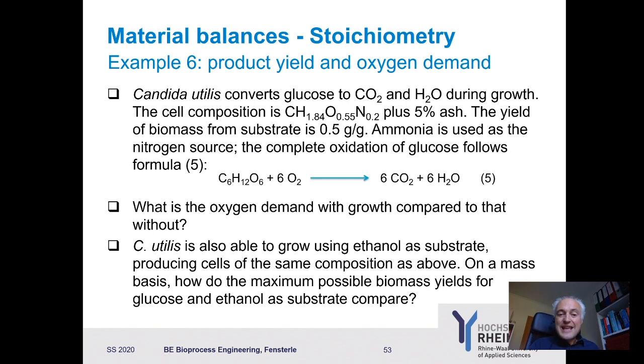So this is the Y_XS, the yield. We will talk about yield coefficients, by the way, later in the section on kinetics in more detail. Ammonia is used as the nitrogen source. Oxidation of glucose follows the following formula. This is, of course, something which I would not have to give to you. This is something you know by heart. If you burn glucose, you get out 6 molecules of carbon dioxide and 6 molecules of water if you burn 1 molecule of glucose.